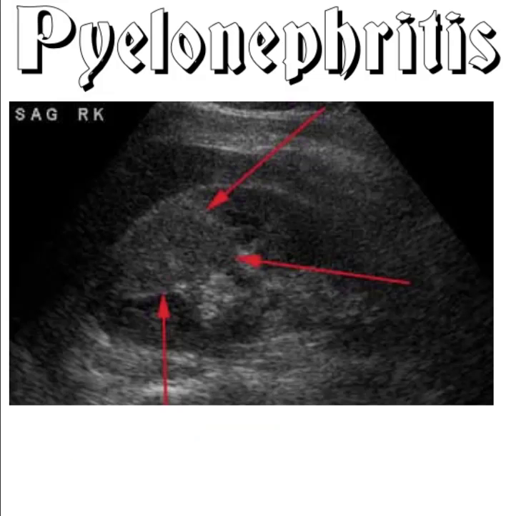So here on ultrasound, we have an example of pyelonephritis. The area that the arrows are pointing to represent a focal pyelonephritis where an infection has occurred. We can see that we've lost the differentiation between the cortex and the medullary, and it represents kind of this irregular hyperechoic area.